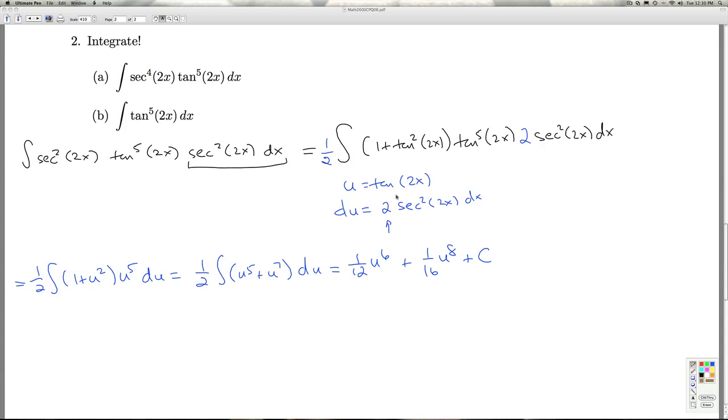And now since I used the substitution, u is tangent 2x, I can bring this back out. I get 1/12 tangent to the 6th 2x plus 1/16 tangent to the 8th 2x plus c. And that's going to be my final answer for part A.